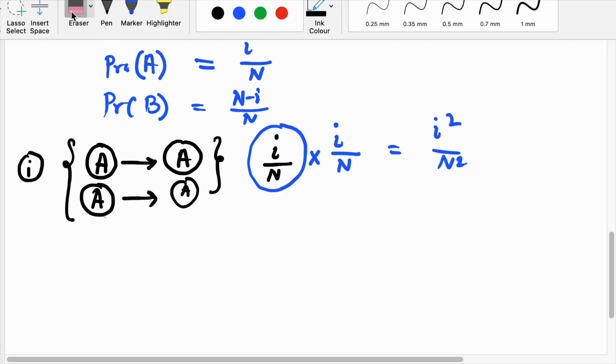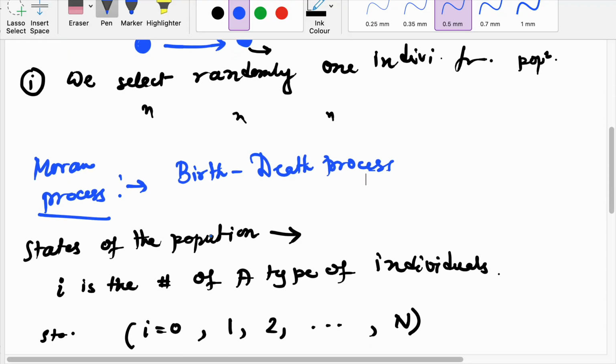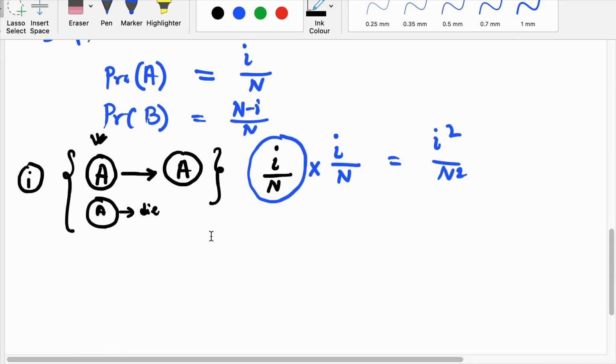In my process, in one instant, I will take one A individual to reproduce and take another individual, any type of individual. Suppose I am taking an A type individual to die. It is called the birth-death process. So it is not the Moran process, it is called the birth-death process. In one step this will happen: one individual will take birth and one individual will die. So these two events will happen simultaneously.